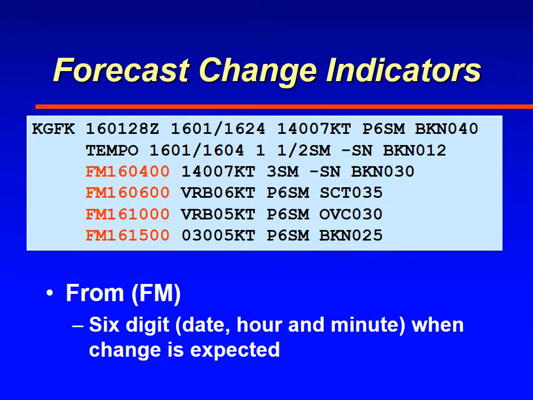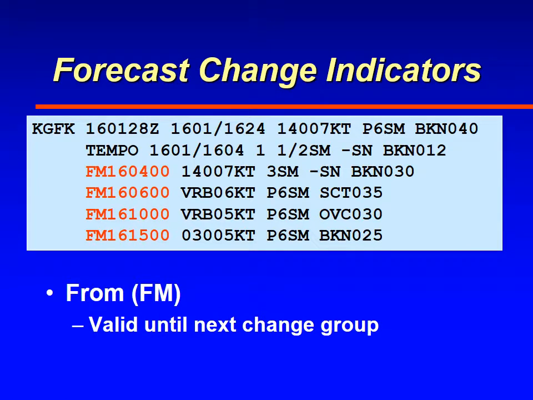The from indicator uses 6 digits to indicate the time that they expect the change to occur. The first 2 numbers give you the date. The next 4 numbers give you the time in hours and minutes. And when you see the from indicator, that tells you those are the prevailing conditions that are expected to occur after that time. So the from indicator tells you when there's a change in the weather.